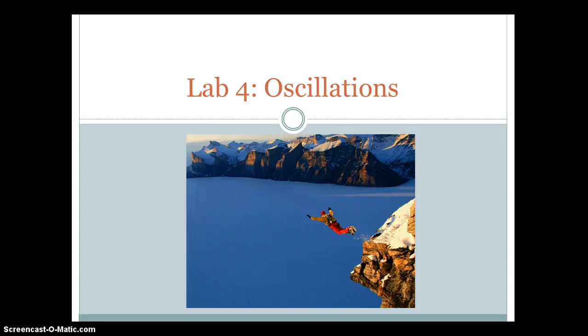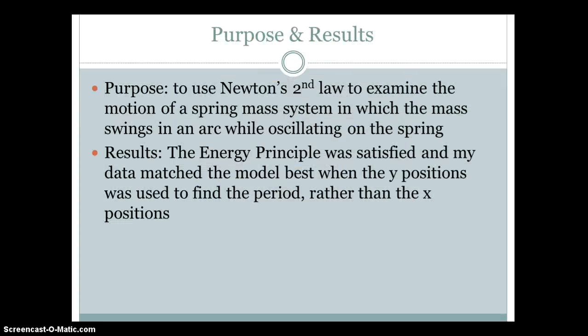This is Lab 4 for Physics 1. The purpose of this lab was to use Newton's second law to examine the motion of a spring mass system in which the mass swings in an arc while oscillating on the spring. The result was that the energy principle was satisfied, and my data matched the model best when the y positions were used to find the period rather than the x positions.